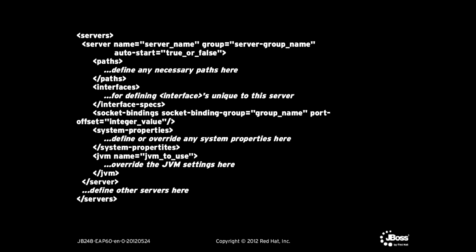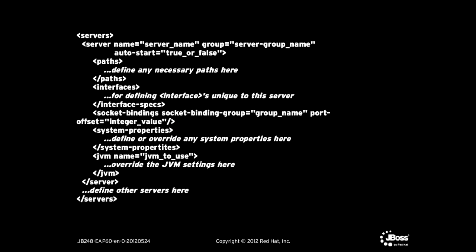The name attribute is required. It represents the name of the server. It has to be unique within the host. The group attribute is required and must reference a server group name that is defined in the domain XML. The autostart attribute defaults to true, although you can set it to false if you want the server to not start automatically when the host is started.